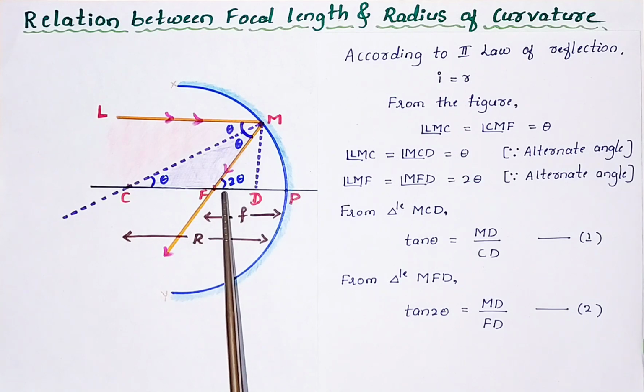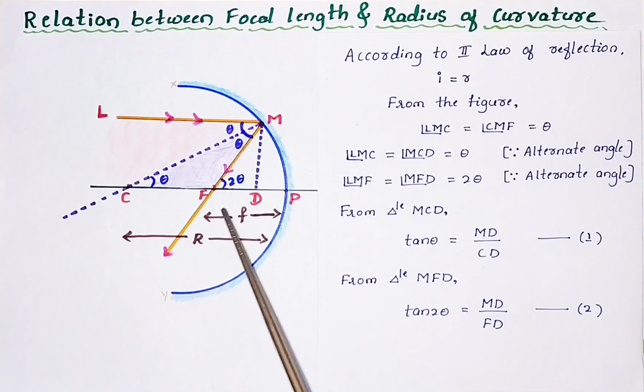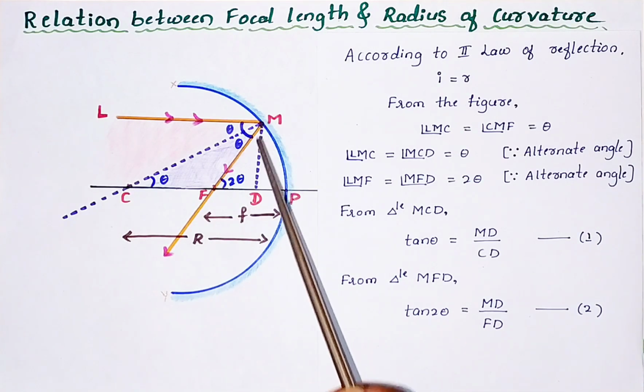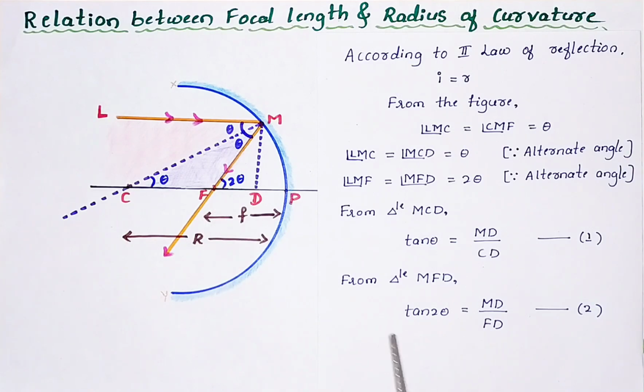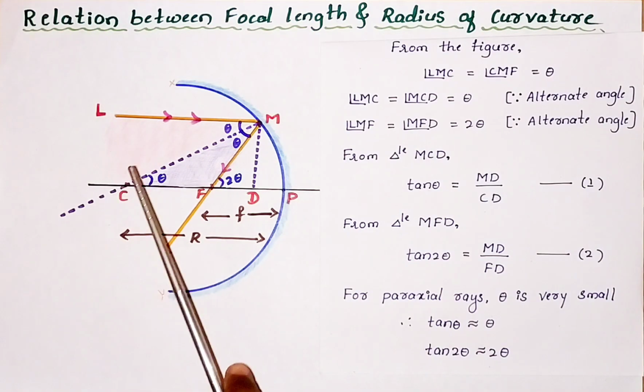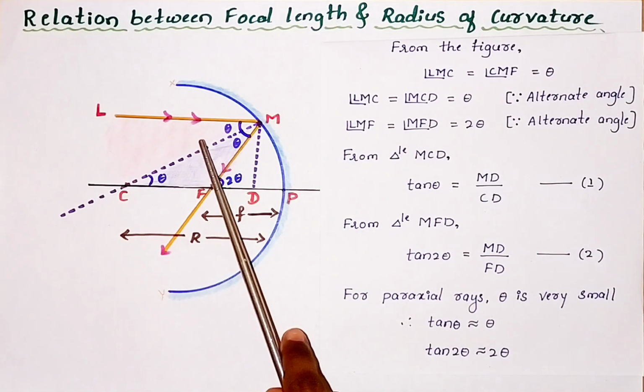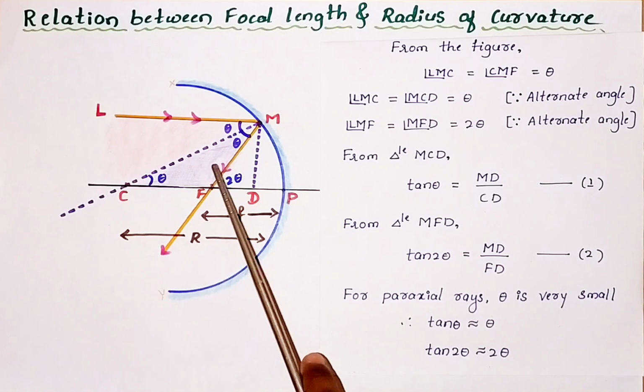Tan 2 theta equals, again, opposite side divided by adjacent side, that is MD divided by FD. So from the triangle MFD, tan 2 theta equals MD divided by FD. Let us take it as equation number 2. So I am going to consider paraxial rays in this ray diagram.